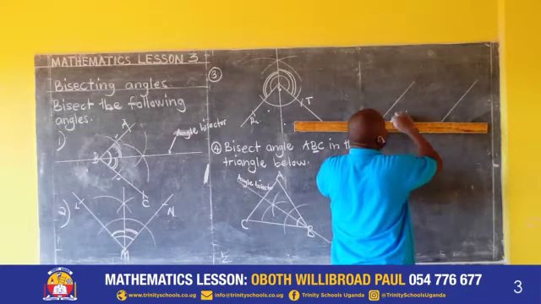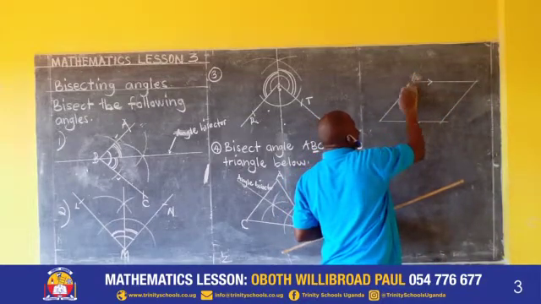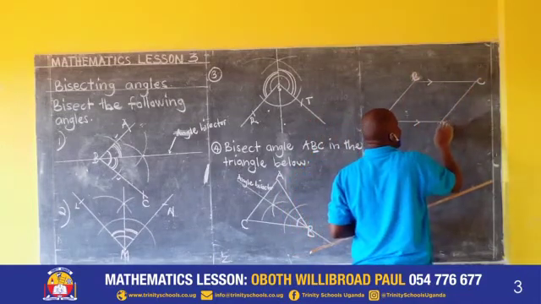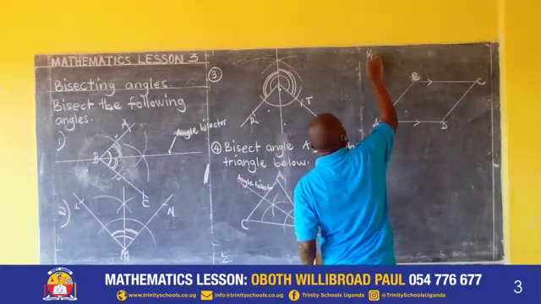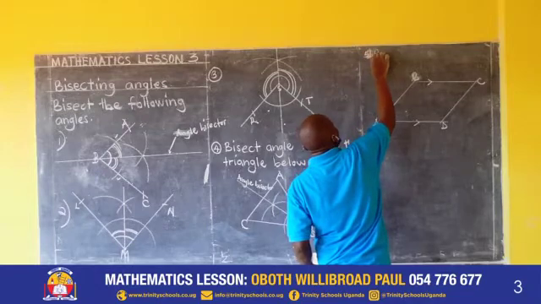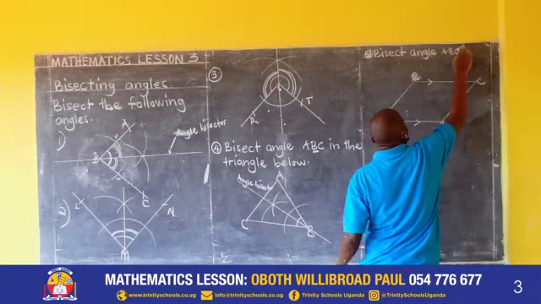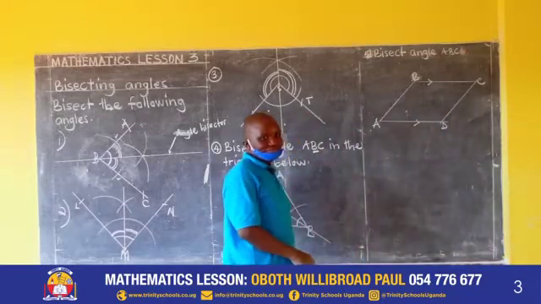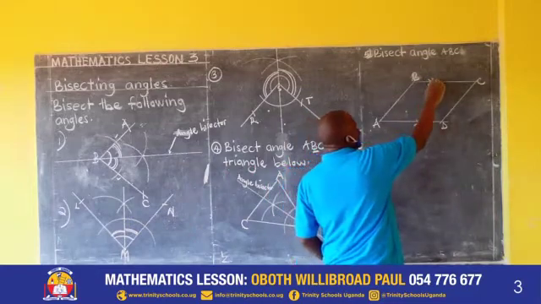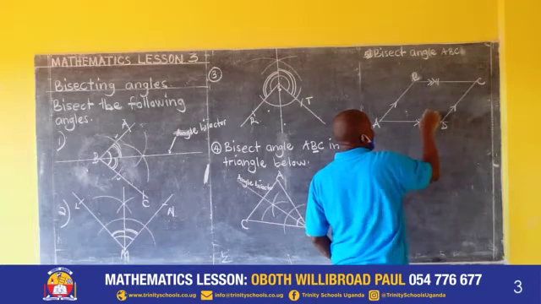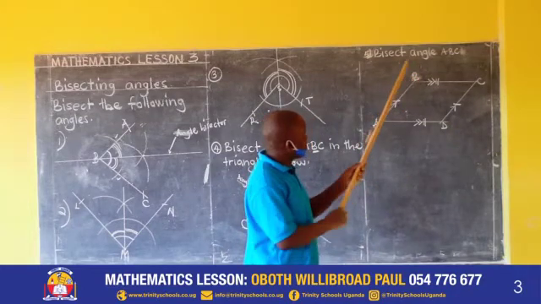constructed for you, A, B, C, D. And the question says, bisect angle ABC. Here it was in a triangle. Now here it is in this parallelogram. This is a parallelogram. So the angle we want to construct to bisect is this one up. A, B, C. Between line AB and BC.